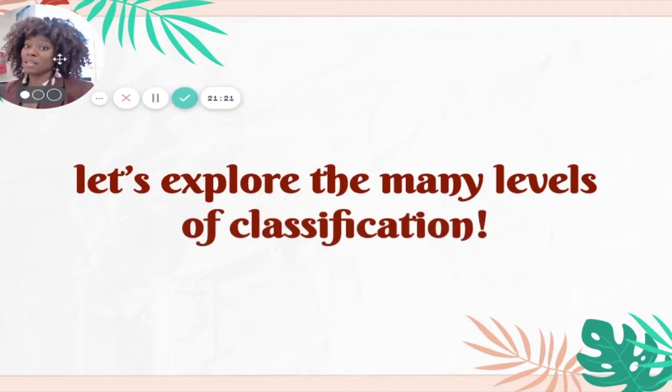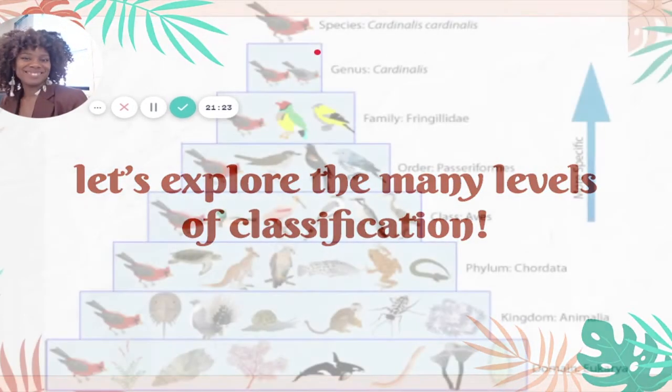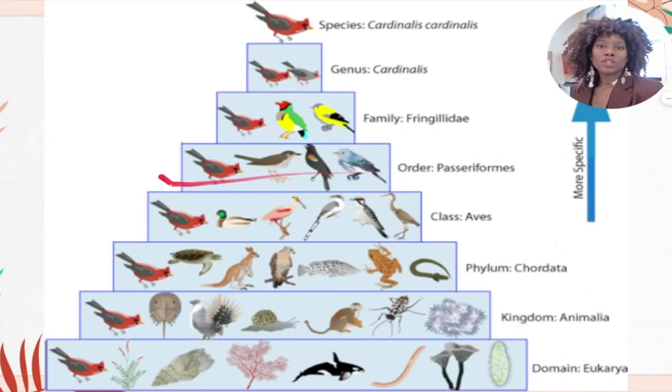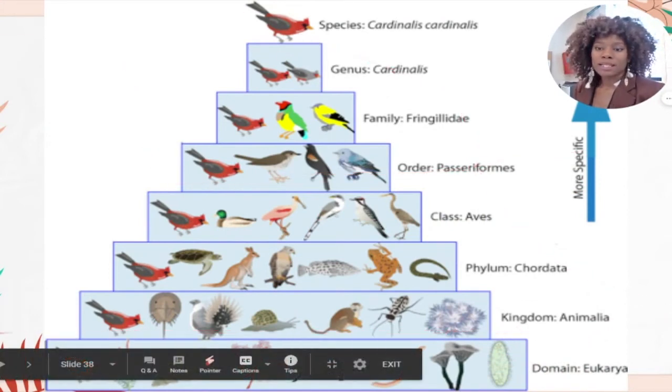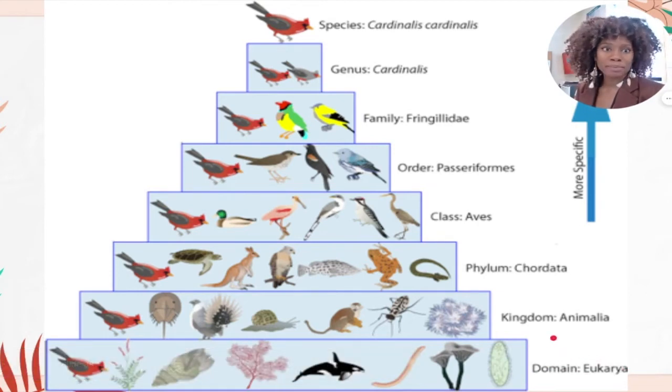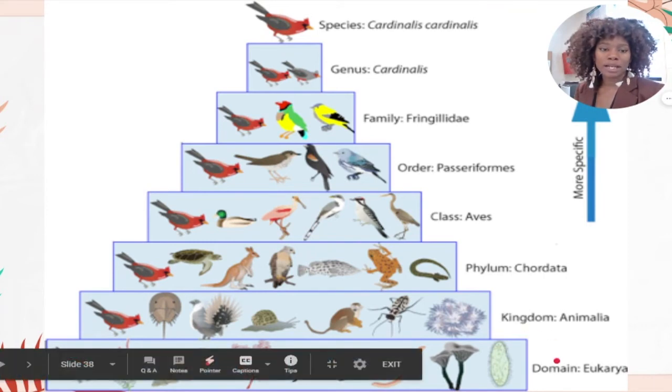So let's explore the many levels of classification. So we're starting down here with the domain. This domain is called Eukarya. So look at the organisms whenever this little bar goes away. I hate that it pops up. Look at the organisms and you notice that they're very different, right? We see a bird, I see a tree, I see a whale, I see a worm, and even some bacteria. It's very big. Then we're going to go to the next level, which is kingdom.